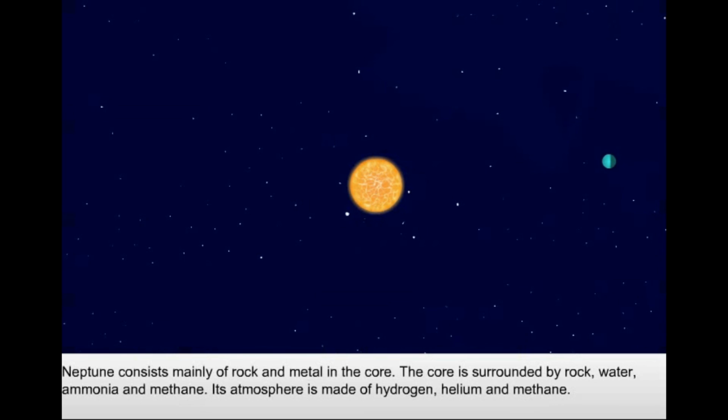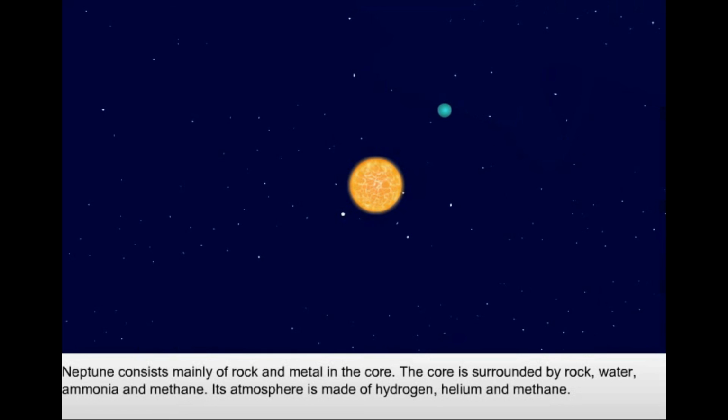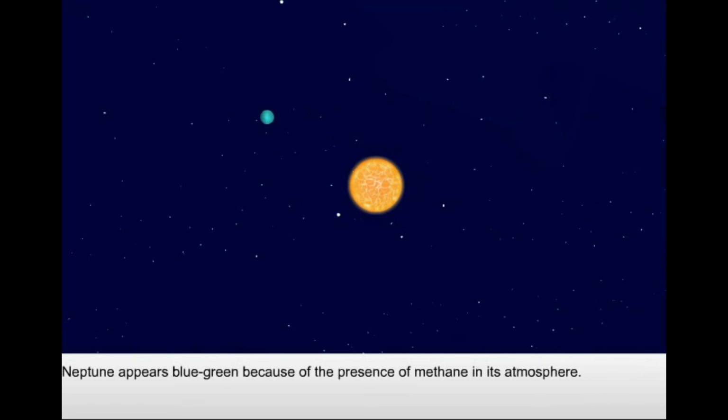Neptune consists mainly of rock and metal in the core. The core is surrounded by rock, water, ammonia and methane. Its atmosphere is made of hydrogen, helium and methane. Neptune appears blue-green because of the presence of methane in its atmosphere.